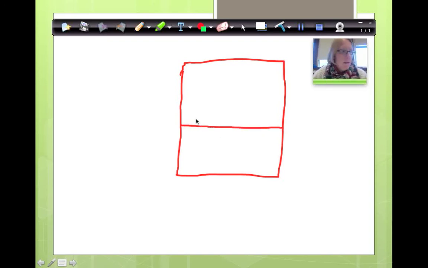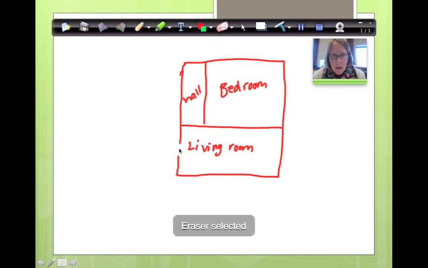Right here, this is my living room. And this right here is my hallway. And right over here is one of my bedrooms. Now, I'm going to erase part of it because you know that you need to have doors, right? This one actually goes on to another part of the house. So these dots right here are the doors to get out of the living room into the hallway.